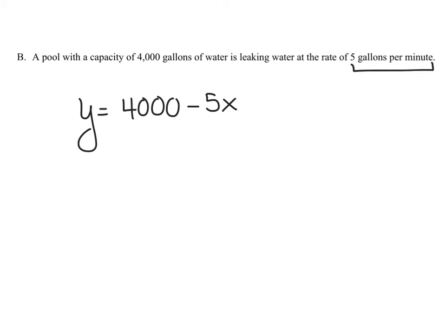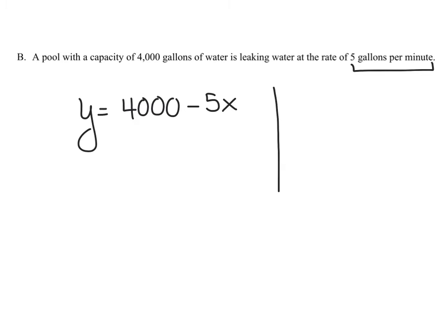So I'm going to say that Y is my amount of gallons, and I begin with 4,000. At the beginning there's 4,000, and it's losing water, so subtracting at the rate of 5 gallons per minute, so minus 5x. There's my equation.